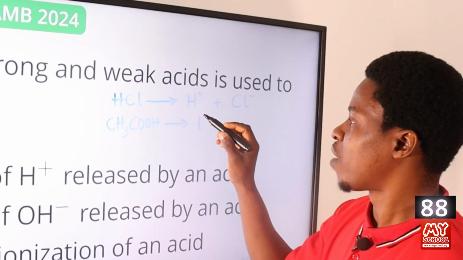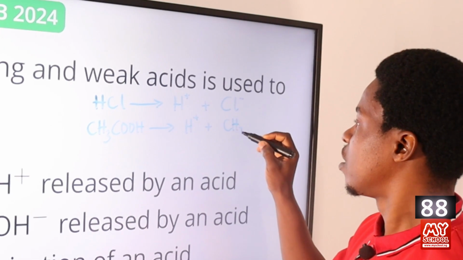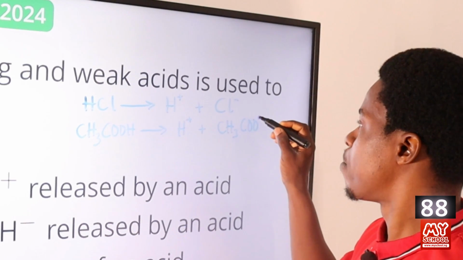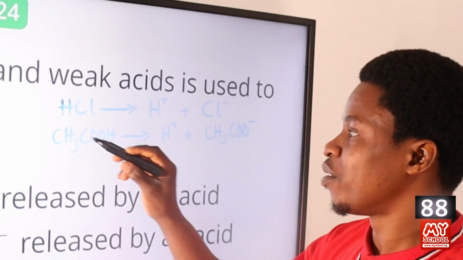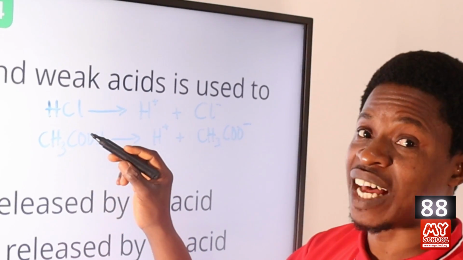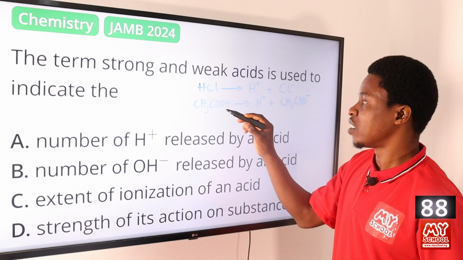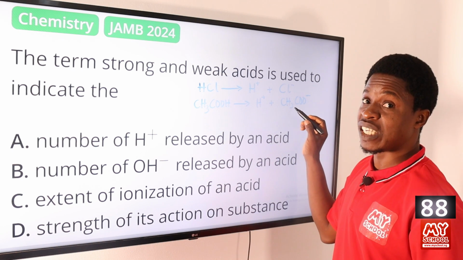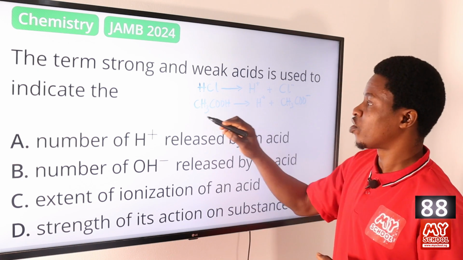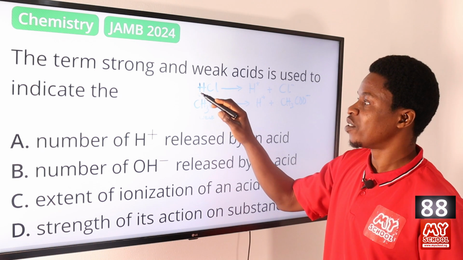If you have this, you are going to have H plus and CH3COO minus. So we still have hydrogen in here. All the hydrogen that are present here that makes it an acid are not dissociated. They are partial. Only this hydrogen is dissociated, while we still have 3 hydrogen in this. So this becomes what? A weak acid, because there's partial dissociation while this one remains strong.